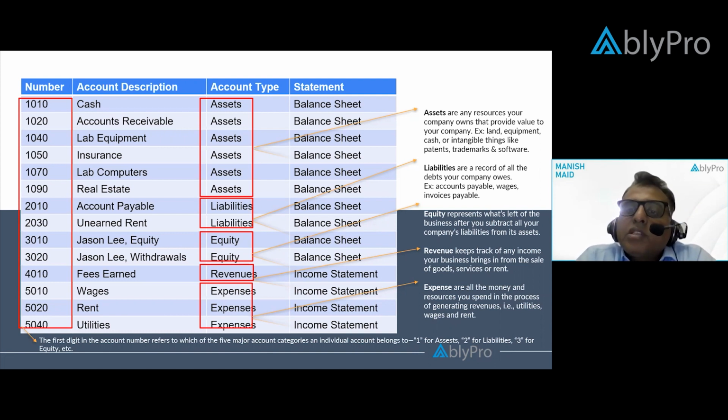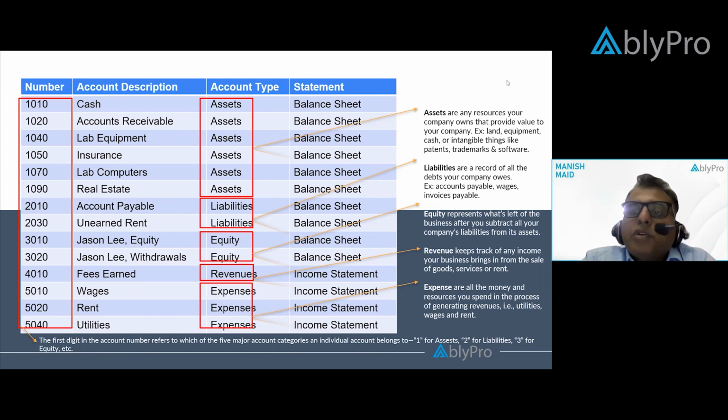Then equity. Equity is the capital invested by the investors in opening up the organization, and it is what is left of the business after you subtract all the company's liabilities from the assets. That is your equity part. That is something which you're gaining. So equity here, you can also call it share capital.